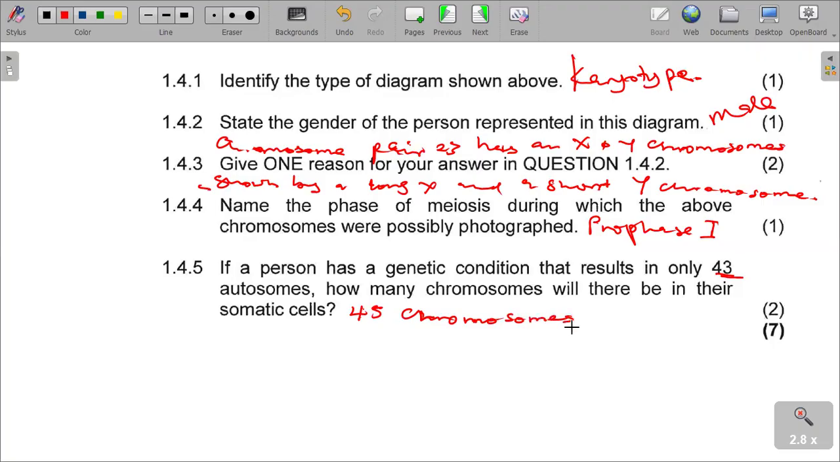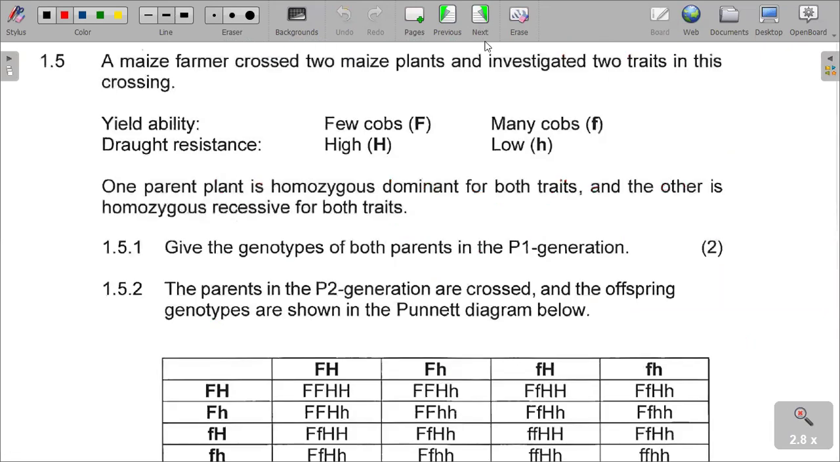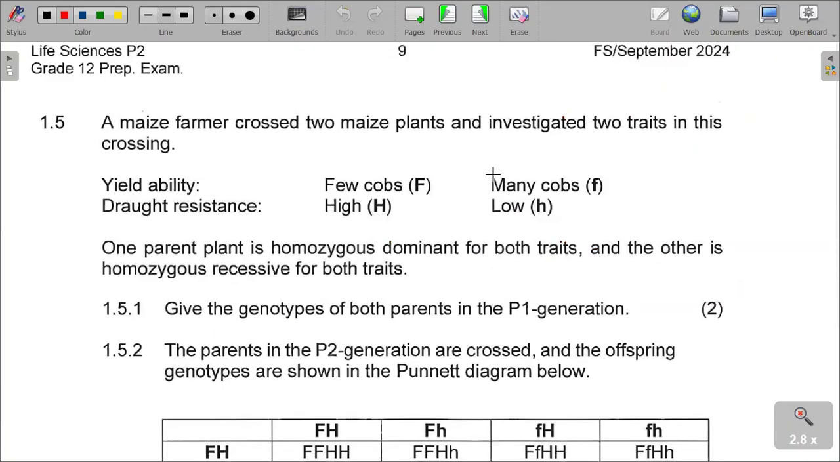It would have 45 chromosomes. This question is quite interesting and is a nice one as well. 1.5: a farmer crossed two maize plants and investigated two traits in this crossing: yield ability and drought resistance, and the main crops, which are represented by various letters that are given there.